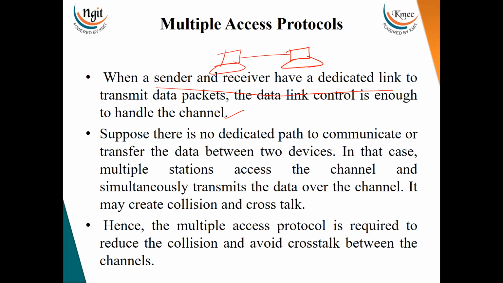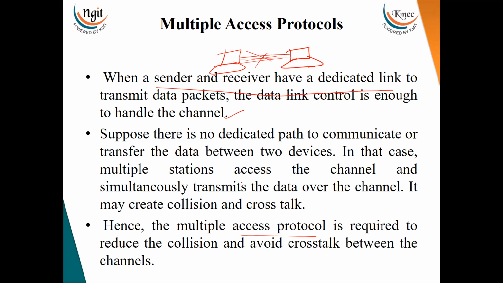Here is a general example. If we have a communication between the client and server with a dedicated link, then we do not have any issue with the transmission of data. But if the dedicated path is not there, then we may have multiple access, that means multiple stations can simultaneously transmit data on the channel. Hence, a multiple access protocol is required to reduce the collision and avoid the crosstalk.